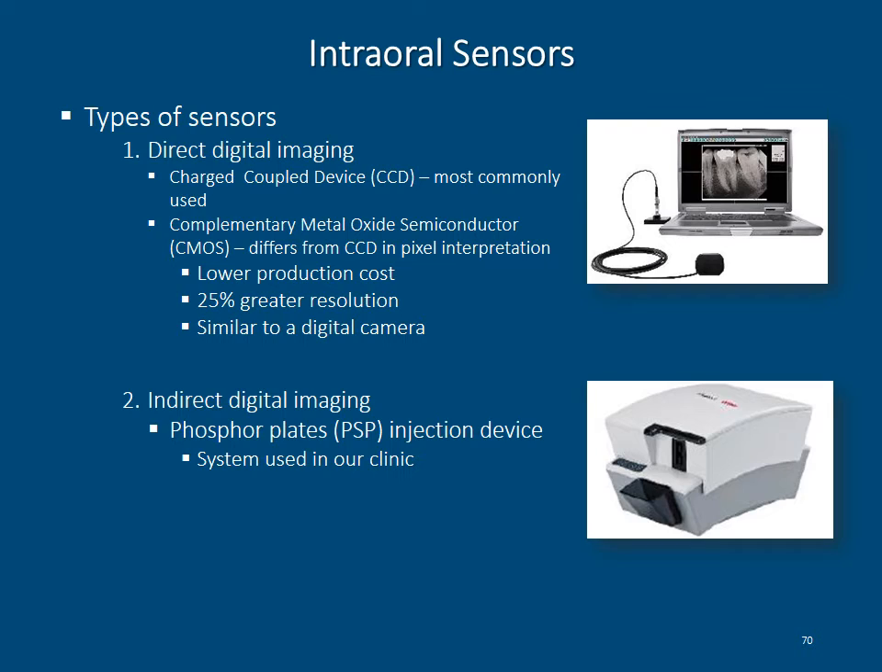The direct digital imaging is what we have in the clinic at this time, where the sensor is directly connected to the computer. The other is the indirect digital imaging, which uses these very rigid phosphoric plates, and the plates are exposed and placed into a particular device, and then it's transferred into the computer. We used to have this system in our clinic, but we no longer use it because the direct digital imaging is much more convenient and easier to use.